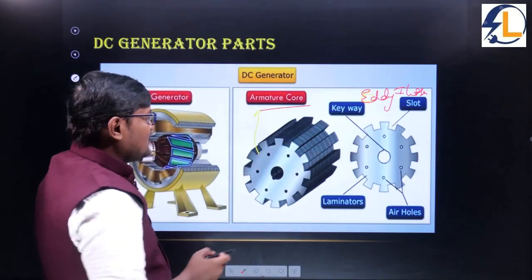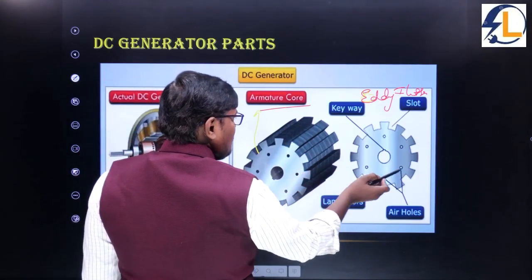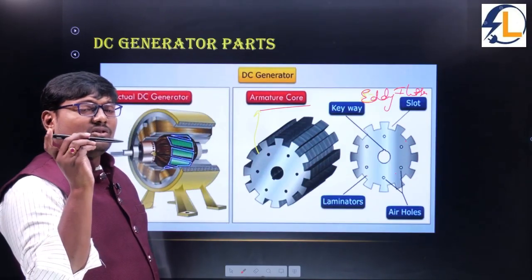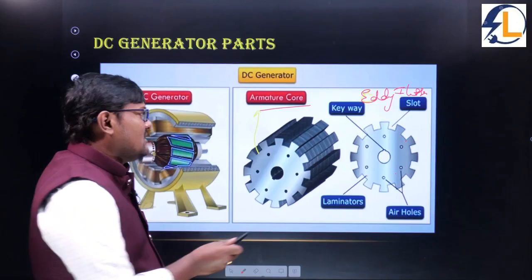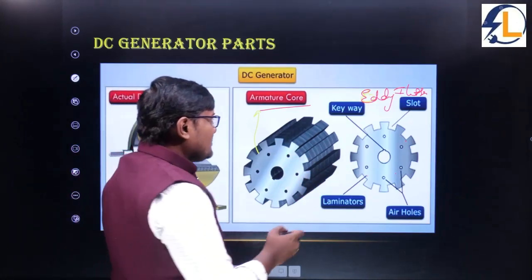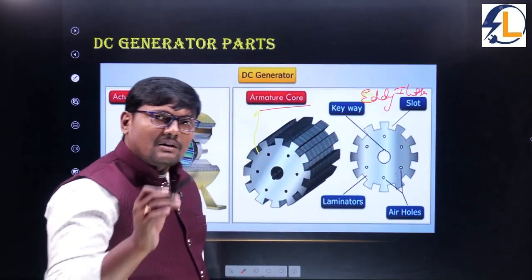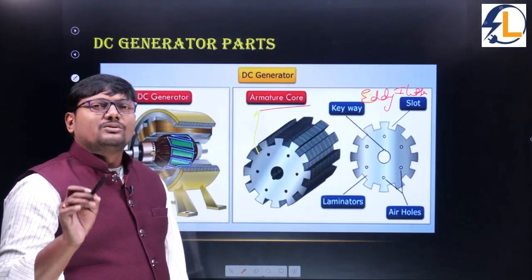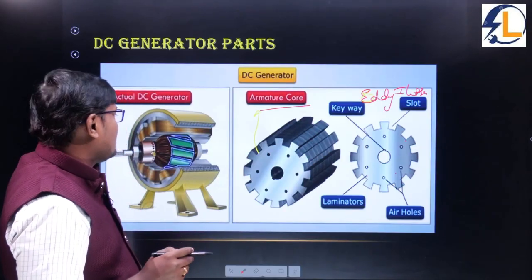And also these holes are provided for cooling purposes. If cold air is inserted into these holes, it will be cooled down. One thing you have to remember in the overall subject: laminations are provided in order to reduce the eddy current losses.